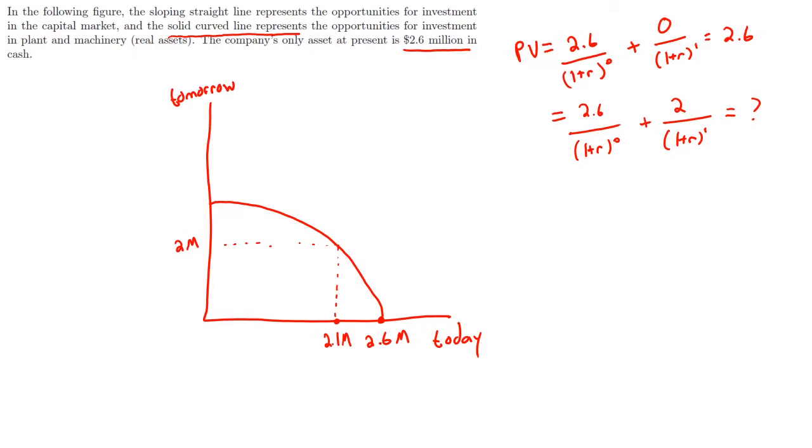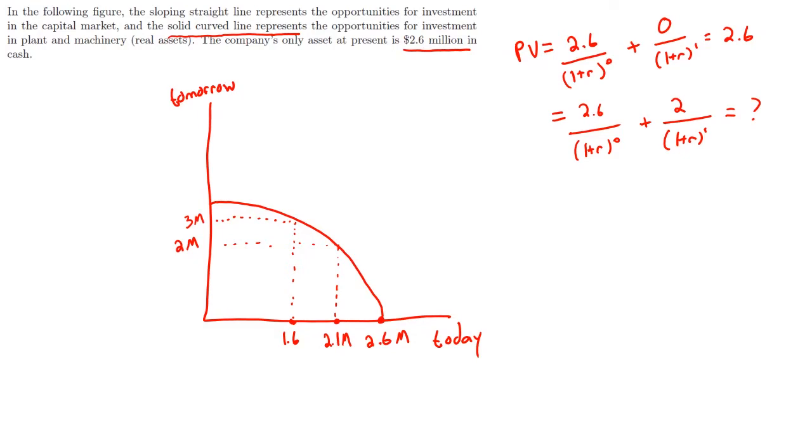Let's say we invest another 500. So instead of 1.1, now we're at 1.6. That 1.6, what is it going to give us tomorrow? We'll say it's going to give us 3 million.